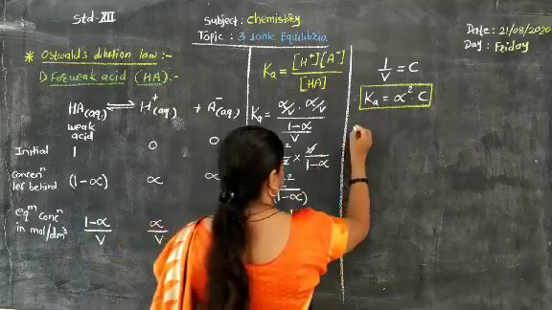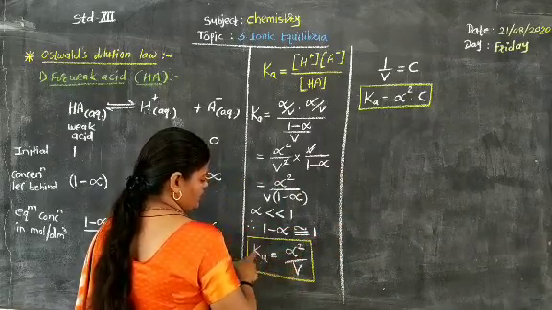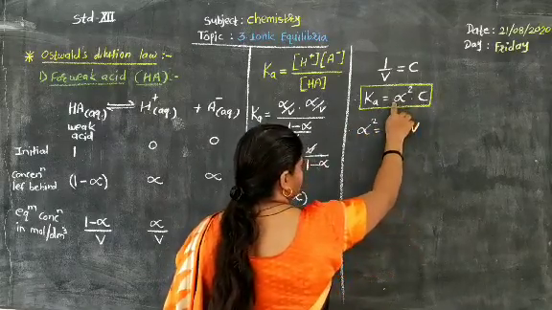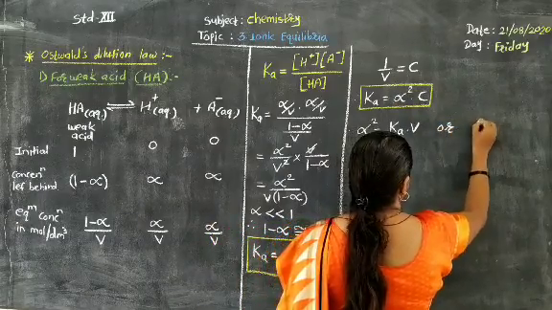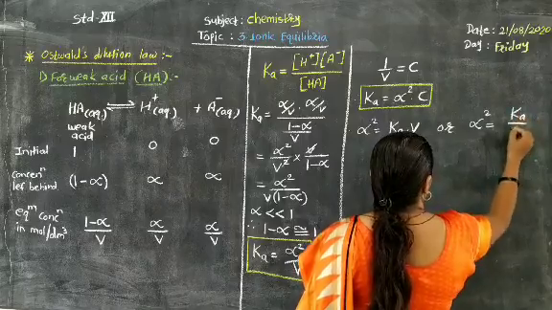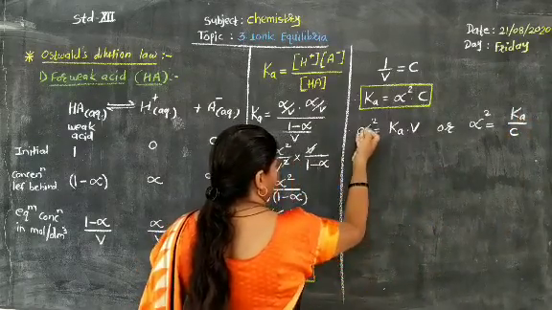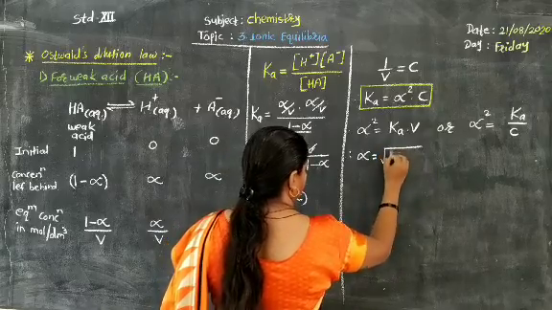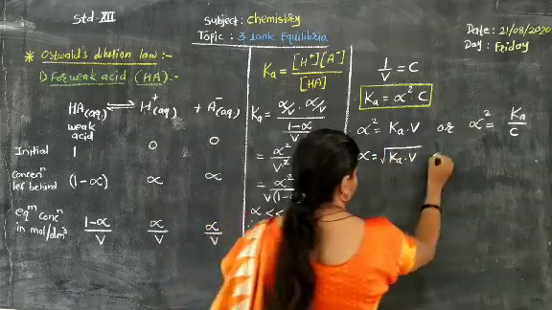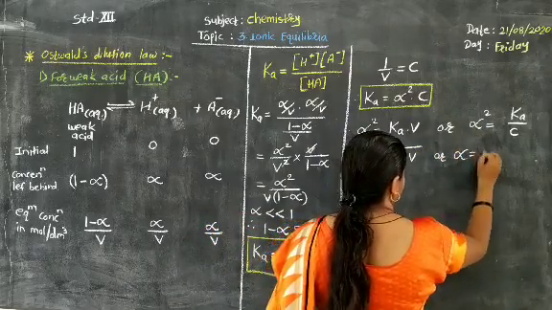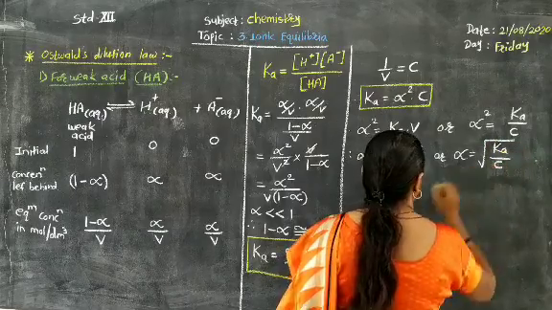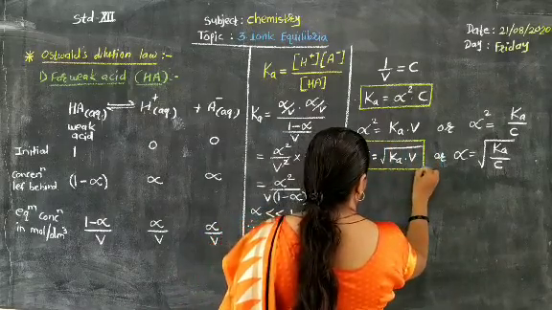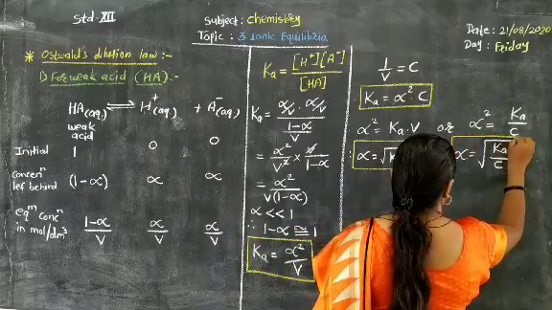Let us solve both the formulae. From the first formula we can write alpha square is equal to Ka into V. And from the second formula we can write alpha square is equal to Ka upon C. If alpha square is equal to Ka into V, taking the square root of both sides, alpha is equal to under root of Ka into V, or from the other formula alpha is equal to square root of Ka upon C. These are again two important relations or formulae for alpha in the form of dilution and in the form of concentration.